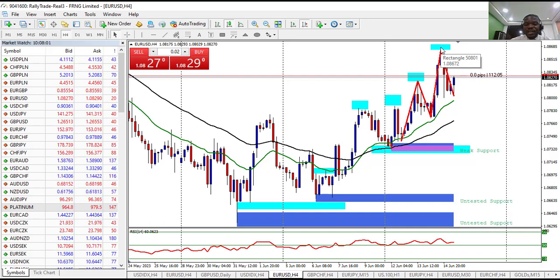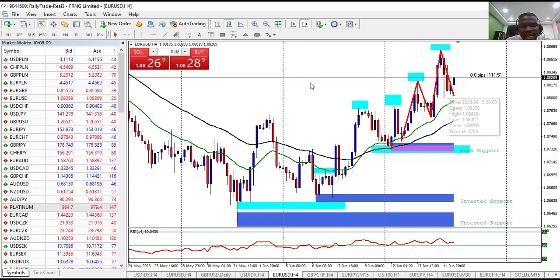And of course, we have already confirmed that the dollar is nosediving, right? So if the dollar is nosediving, going down, of course EUR/USD should be pumping up. So now that we have seen this area, we can do a further confirmation with our Fibonacci retracement.